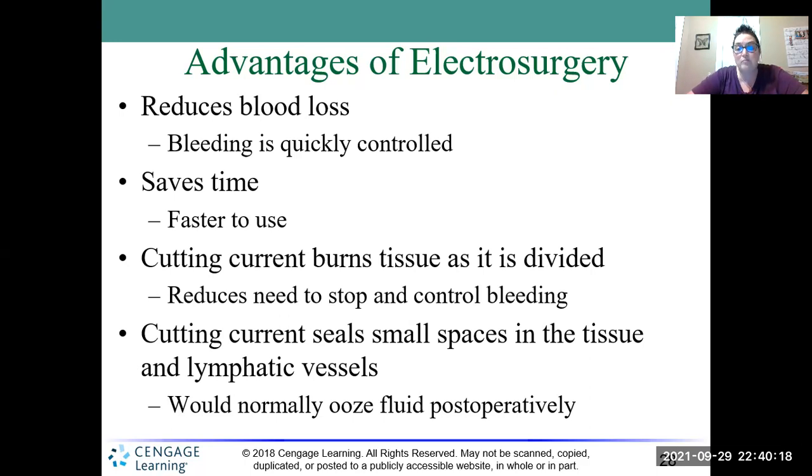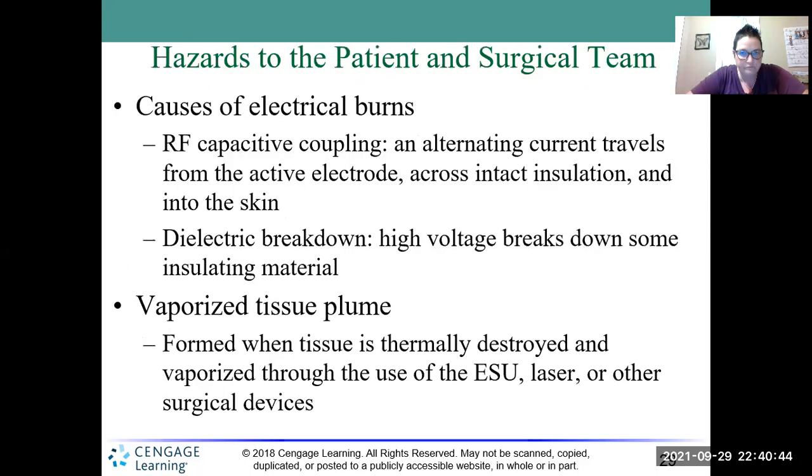The cutting current burns the tissue as it divides it. And so, as we talked about, there's a lot of plume as well. It stops and controls that bleeding. It seals a lot of small spaces in tissue and lymphatic tissue vessels as well. And so this helps with that oozing that would happen post-op. So that's really reduced a lot of those complications that we used to see.